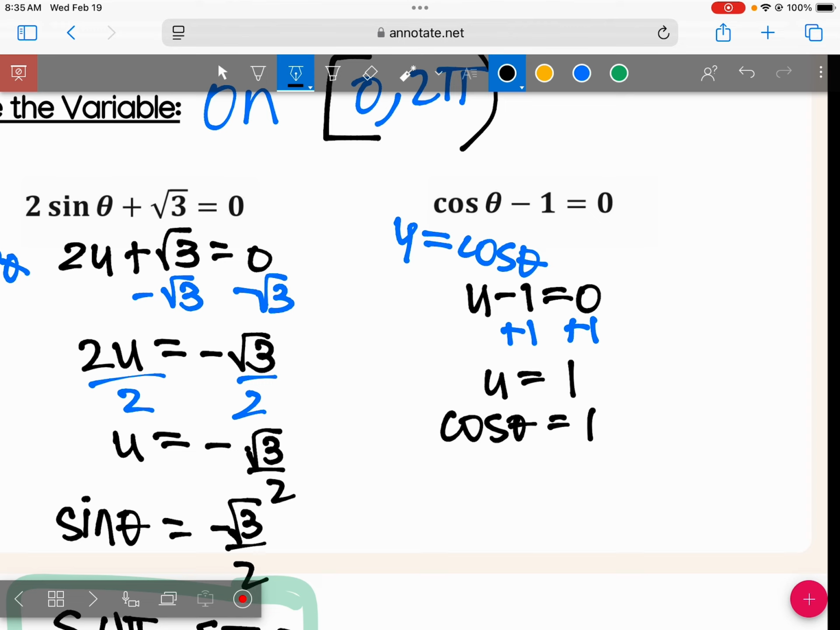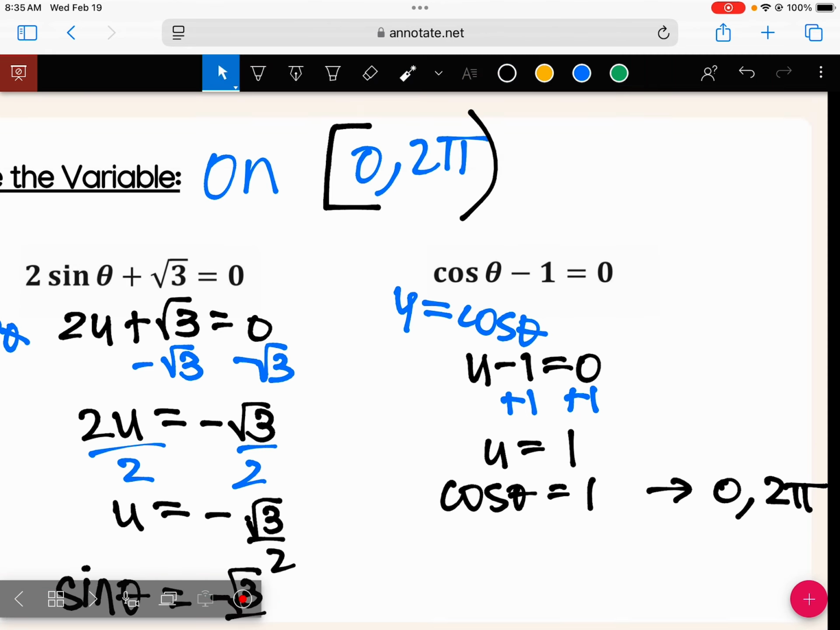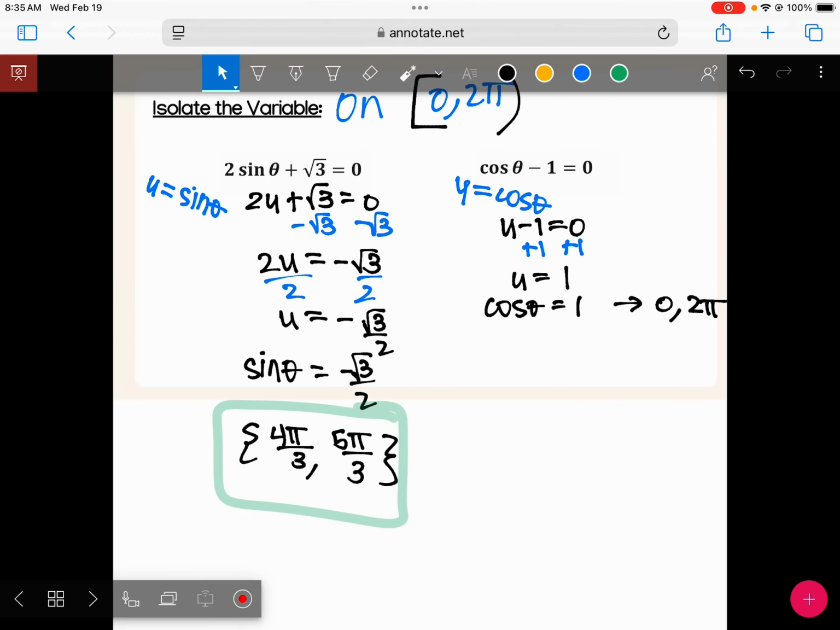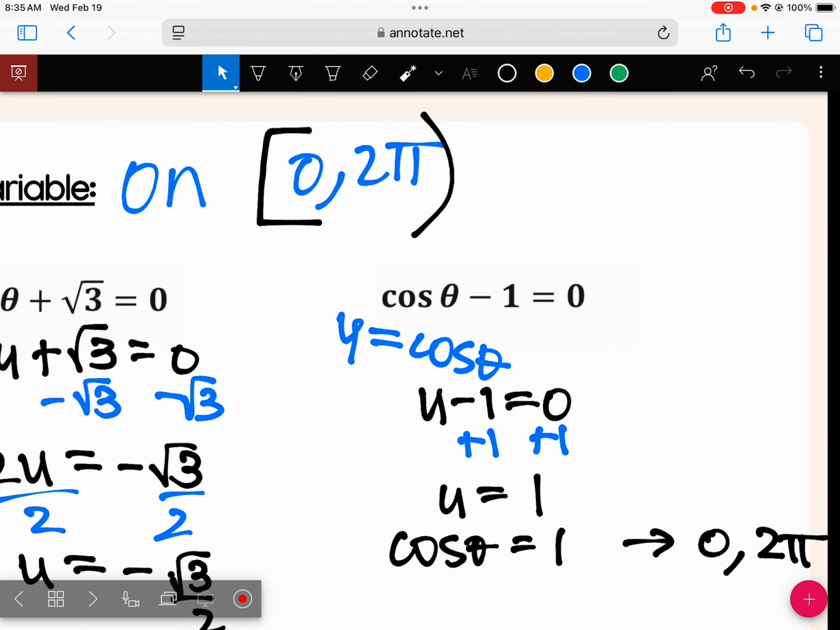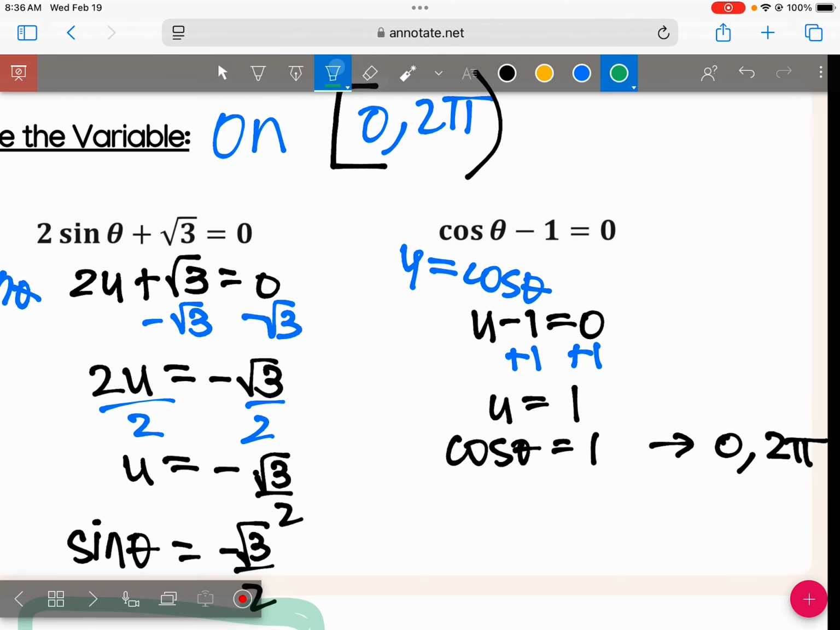And cosine equals 1 at 0 and 2 pi. However, that's why we have this up here. Remember, hard bracket on the 0 is inclusive, soft bracket on the 2 pi, so we don't include it. So our only answer here is 0.